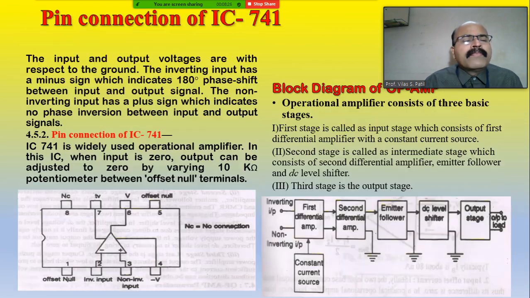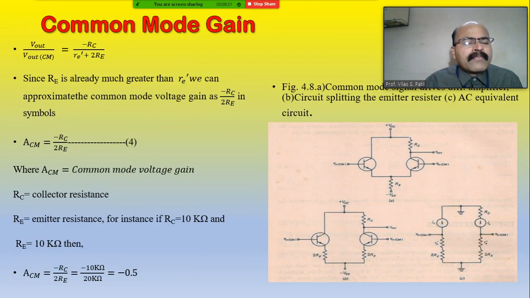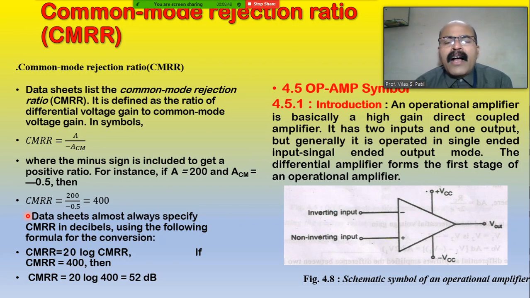Okay, we came to this point in the last lecture, CMRR. Is it correct, friends? Then we are going toward the next point, 4.5, that is the symbol of OpAmp. OpAmp means the operational amplifier. That will be shortly called an OpAmp.